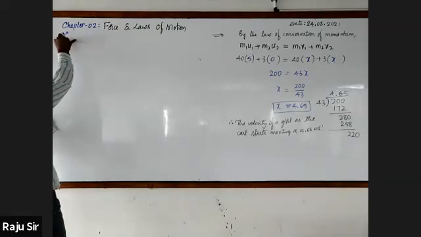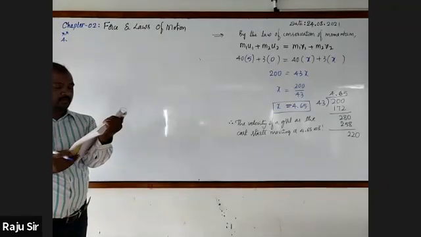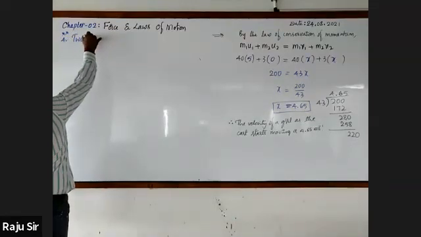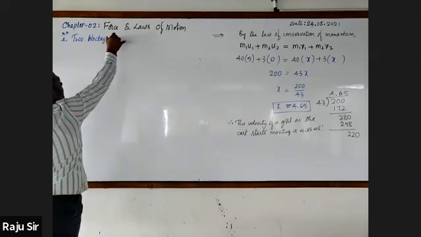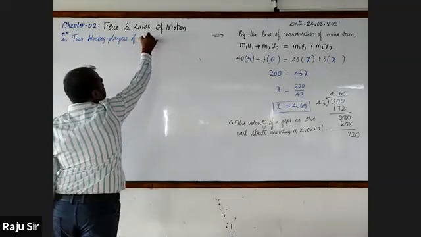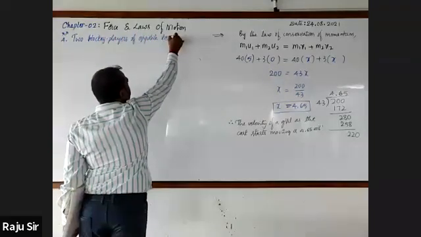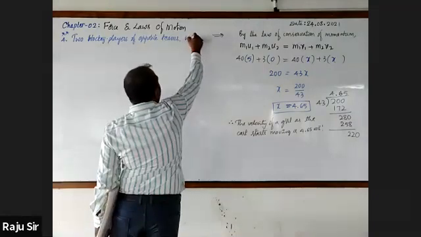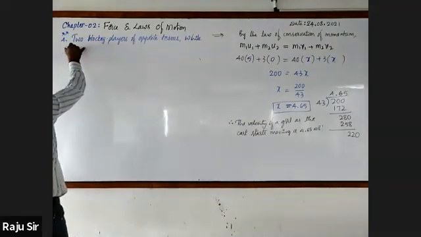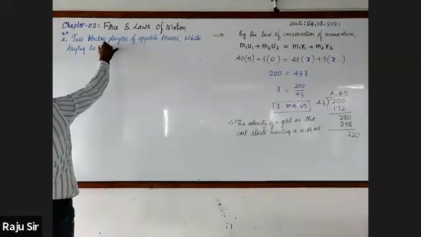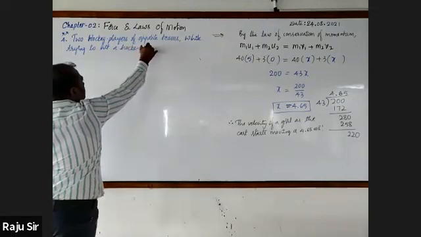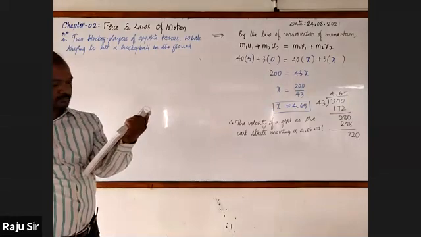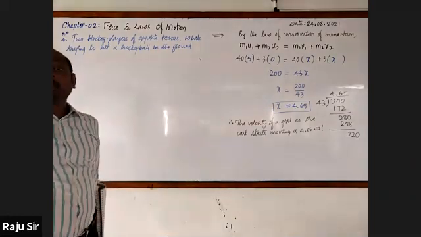Right. The fourth one is a bit of a lengthy statement. Two hockey players of opposite teams, while trying to hit a hockey ball on the ground, collide and immediately become entangled.